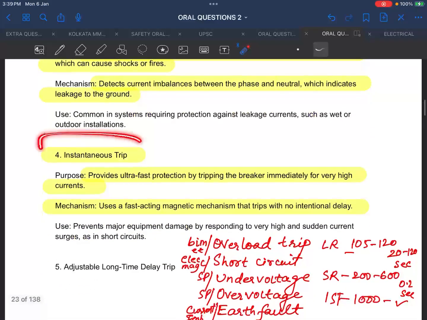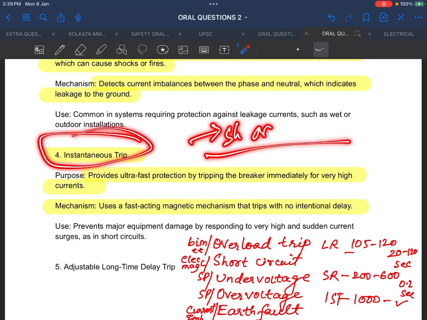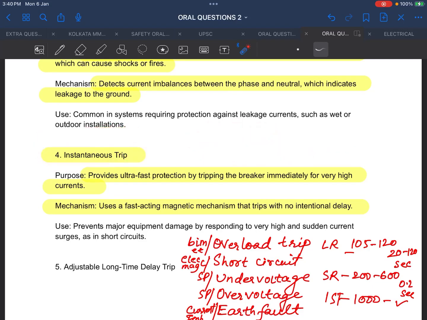Instantaneous trip, when a sudden short circuit happens. Let's suppose two running wires have current flowing, and when they touch each other, a short circuit will happen. So an instantaneous trip is also provided.